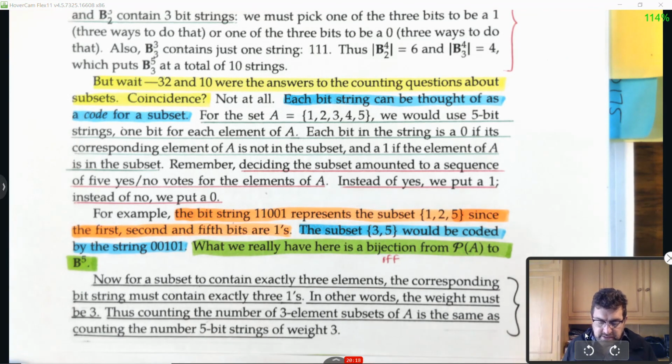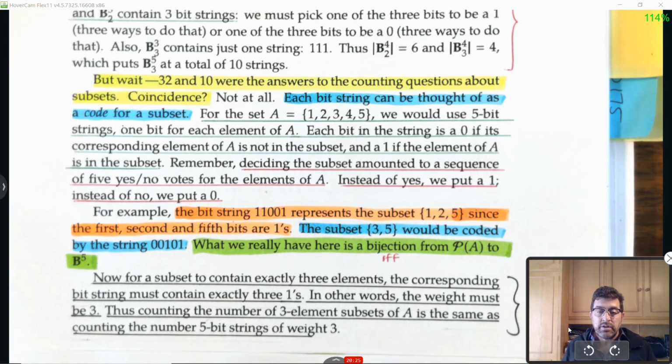Okay, folks, that is concluding our bit strings. I'll put a few more videos down for you on the idea of counting with a bit string.